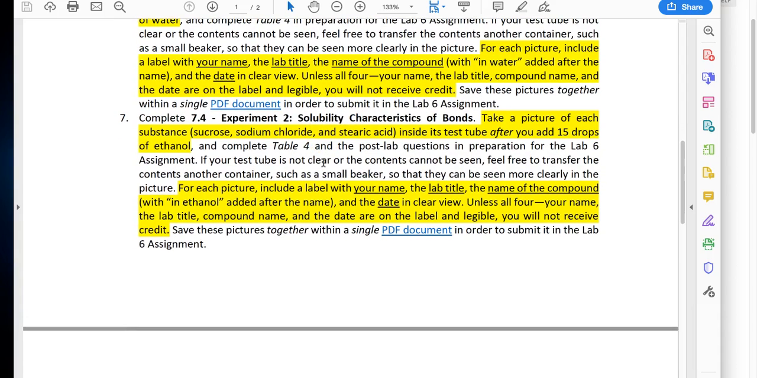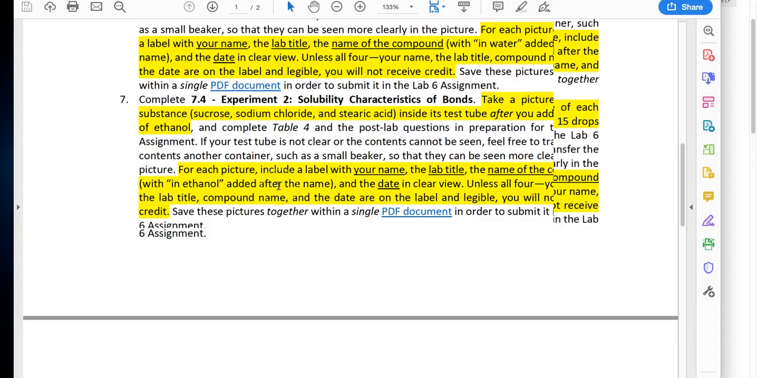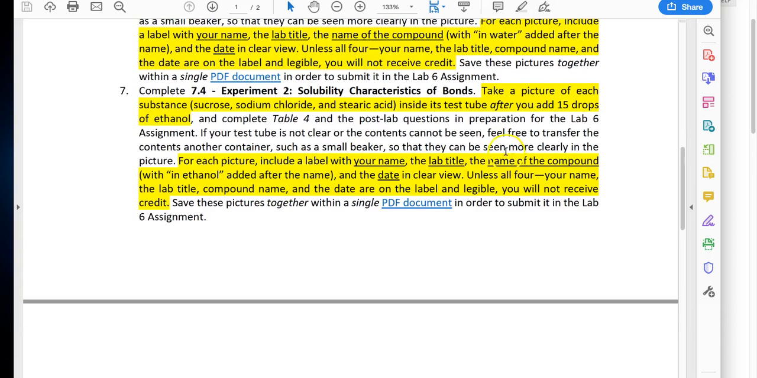Okay, and then you're going to do the same thing. You're going to reload, and I'll show you that in a second here, with the same 3 solids. So you're going to dump out your test tubes, clean them out, then add sucrose, sodium chloride, stearic acid again to the 3 separate test tubes, but this time you're going to add 15 drops of ethanol, which is an alcohol. Notice and see if any of them dissolve in alcohol. Same steps then as before. They need to be labeled with what the compound is, and in ethanol, or even just in alcohol is fine, but so that it's very obvious that these are the solubility tests in alcohol. Also has to have the usual, your name, lab title, date, all that.